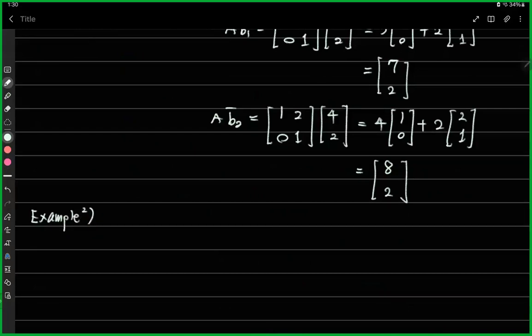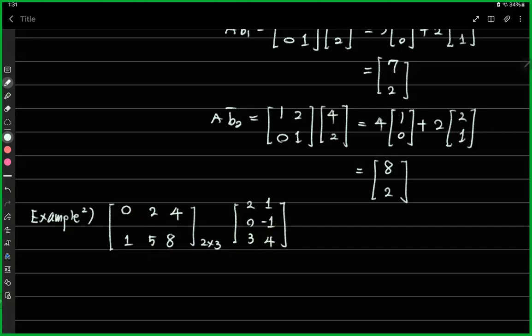So I'll give you time. So please perform the matrix multiplication of two matrices: 0, 2, 4, 1, 5, 8. So this is 2 by 3, right? And the second matrix is 2, 0, 3, and then 1, -1, and 4. Okay. So just do it. Just try it. Okay.